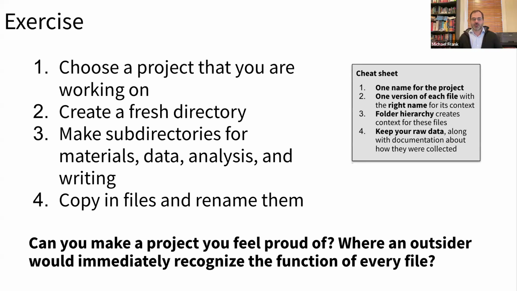And what I want you to try to do is create a copy and make subdirectories for materials, data, analysis, and writing, and copy in these files from the original and try to rename them as clearly as you can. So remember, our cheat sheet is one name for the project, one version of each file. Try to be thoughtful about the right name for that file. The name should reflect the contents of the file, not the metadata. And then a folder hierarchy that creates context.